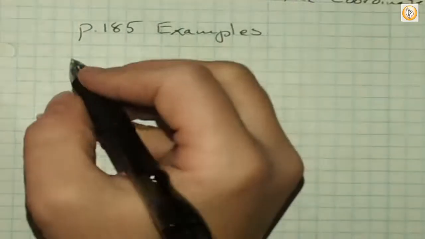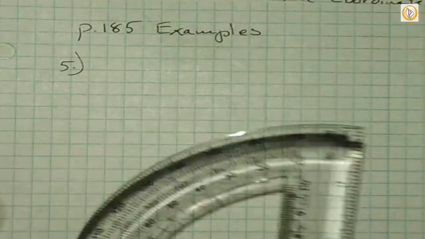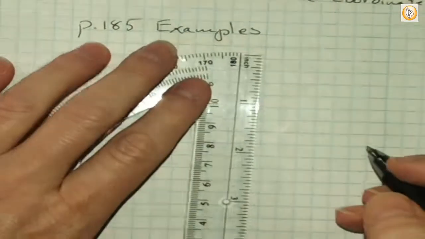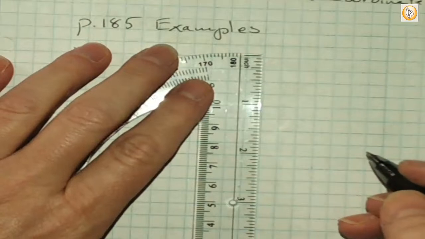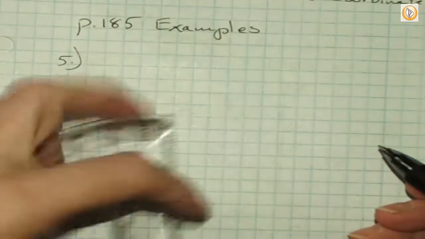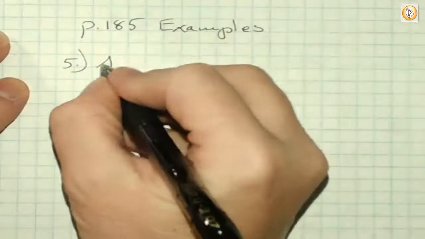Okay, so we're going to start with number 5. It says state the coordinates of the following points. Let's just start with number 5. Okay, so 5 is A.